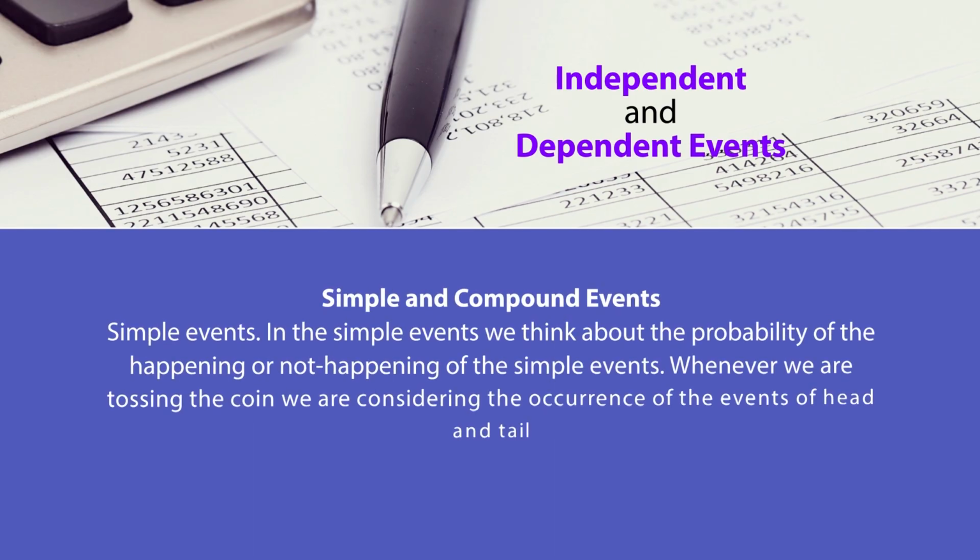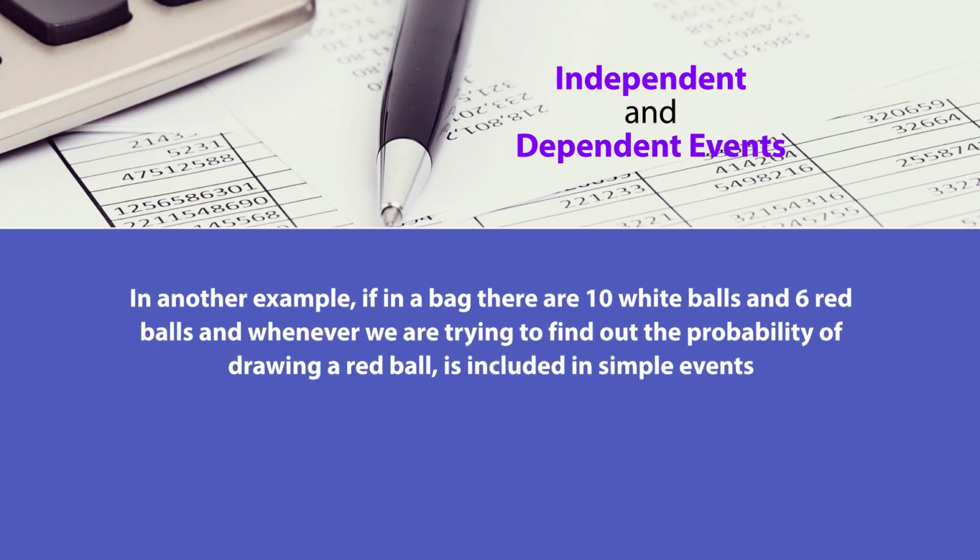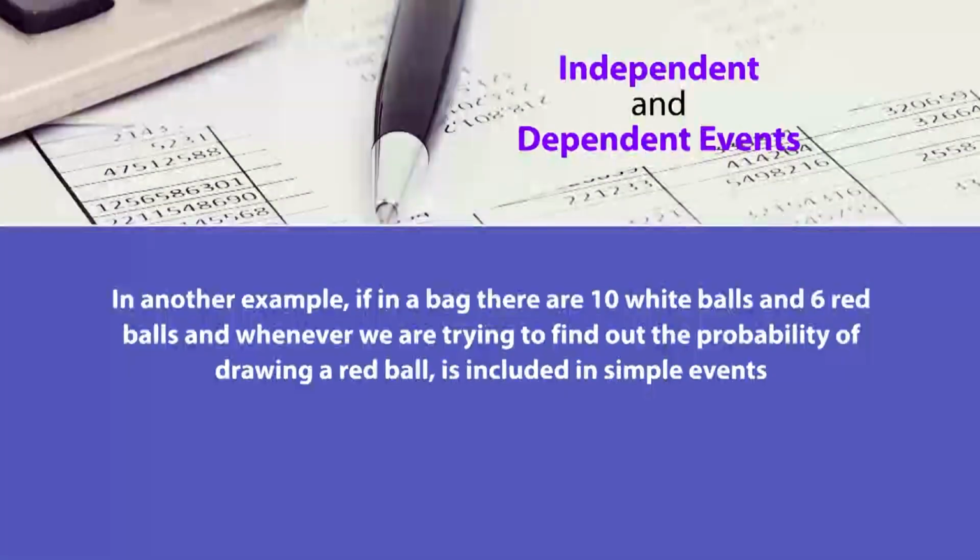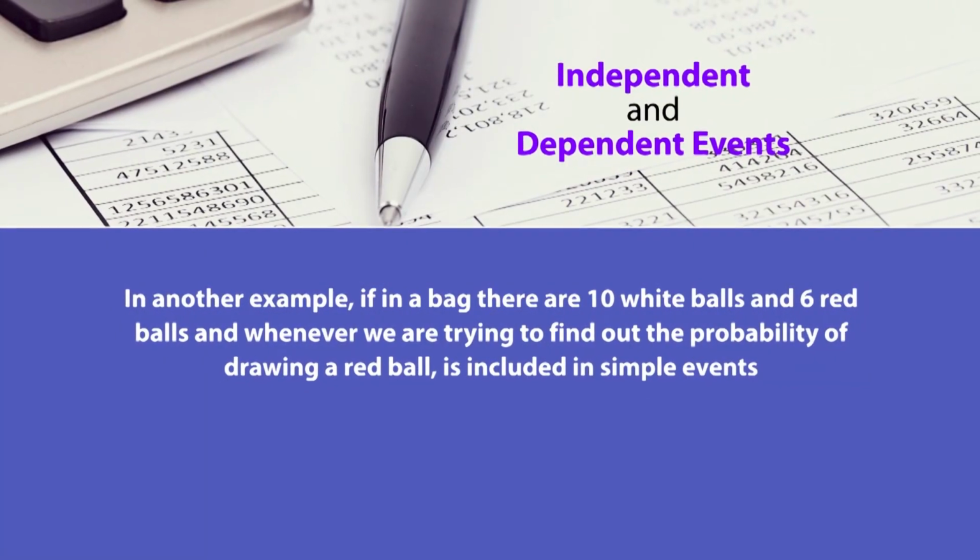Then there are simple and compound events. For simple events, we think about the probability of the happening or not happening of a simple event. Whenever we are tossing a coin, we are considering the occurrence of the events of head and tail. In another example, if a bag has 10 white balls and 6 red balls, finding the probability of drawing a red ball is included in simple events.